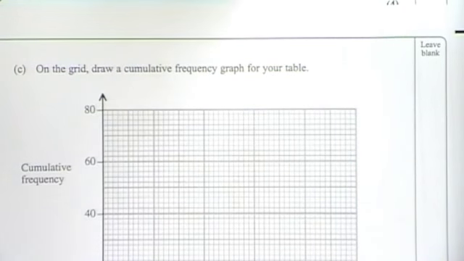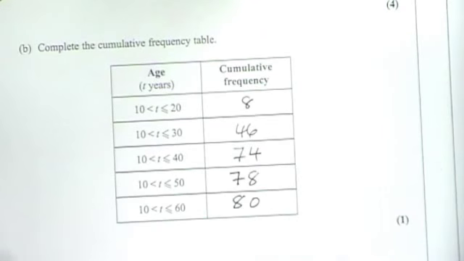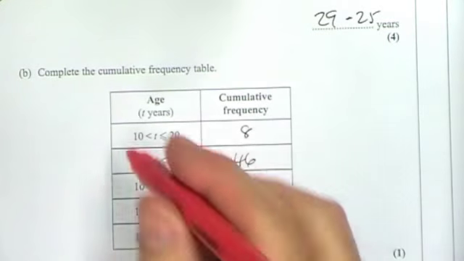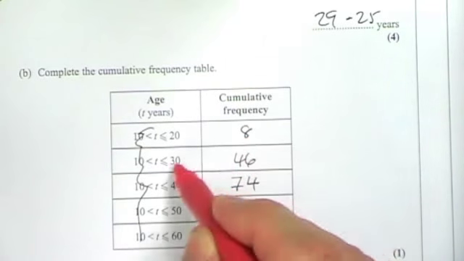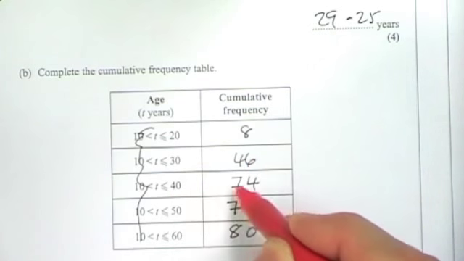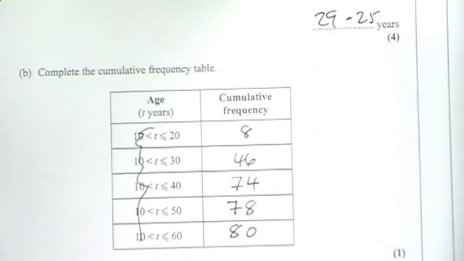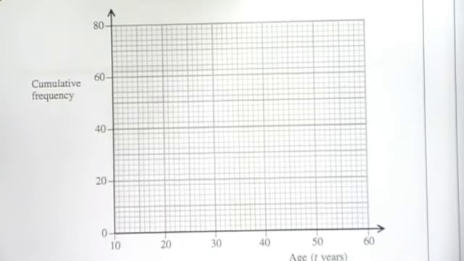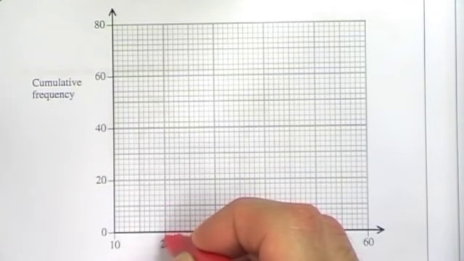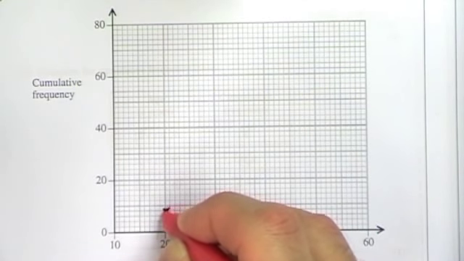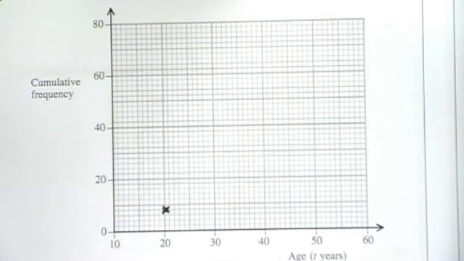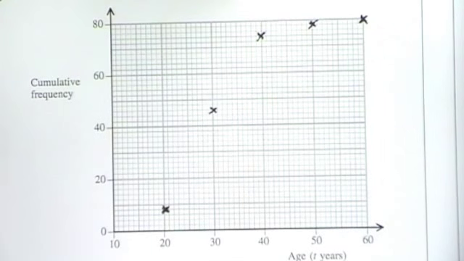The next part of the question, C, says, on the grid, draw a cumulative frequency graph. Now the cumulative frequency graph is going to be those points from that previous table plotted. The lower boundary is always the same, so you can ignore. So you're going to plot 20 against a cumulative frequency of 8, 30 against a frequency of 46, 40 against a frequency of 74. So that 20 with 8, just make sure the scale, 10, 8 is going to go there. Okay, and I'll just put the other points in. So here are all the points from that cumulative frequency table.